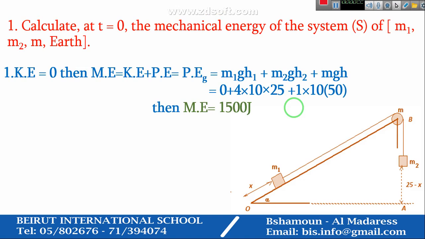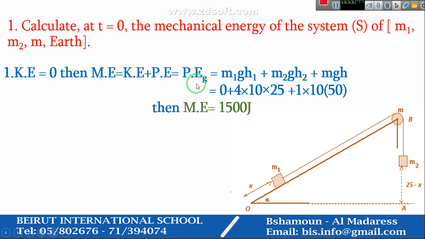Calculate at t equals 0 the mechanical energy of the system M1, M2, and M. As we all know, mechanical energy equals kinetic plus potential energy. Kinetic is zero since the system starts from rest. It's mentioned in the given.